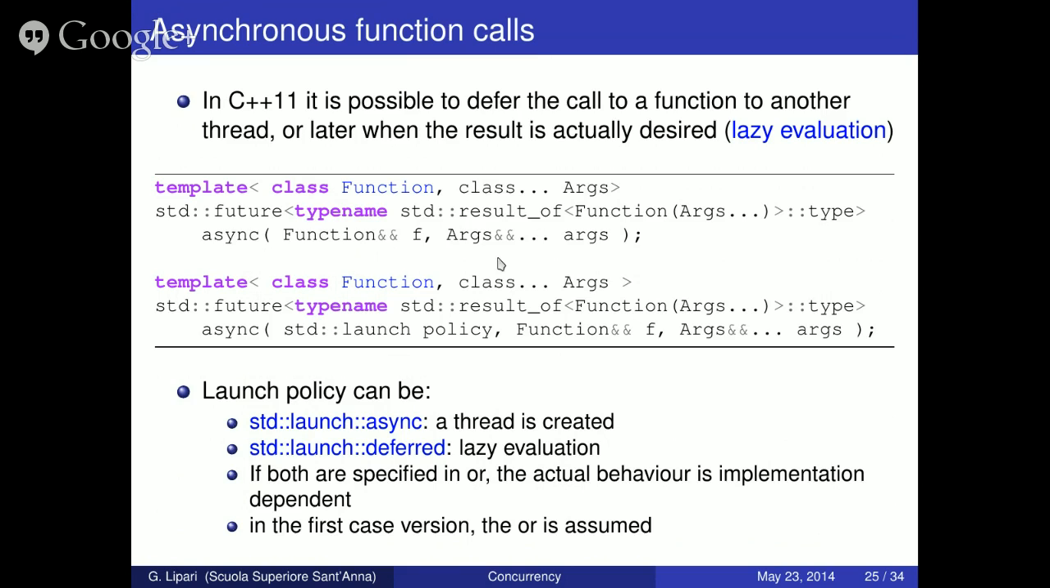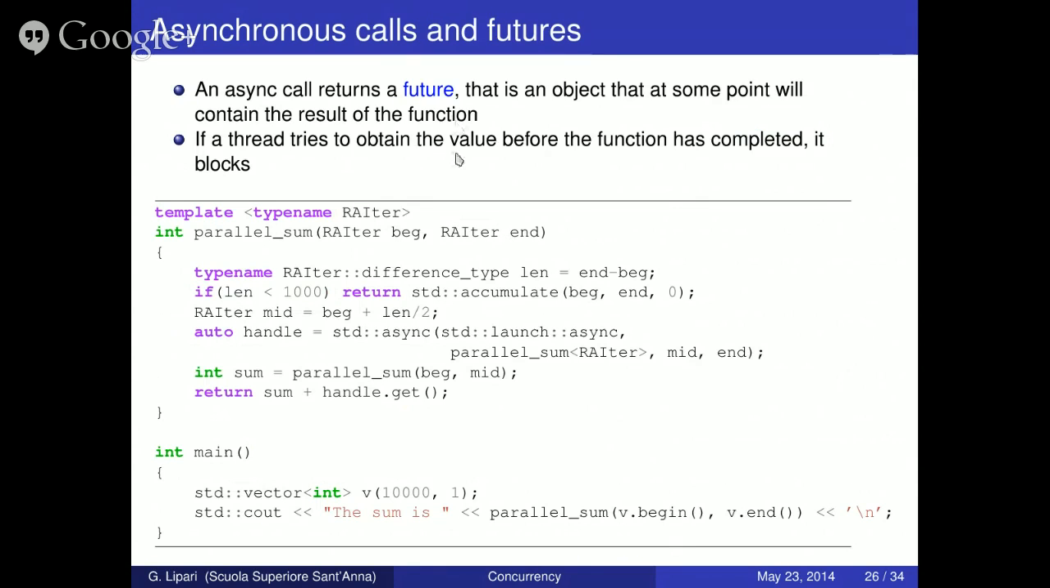Okay? So async takes a function with its own arguments, or it can take a launch policy, the function to launch, and a list of arguments. And it will return a future. So the future is something that contains the results of this function. Of course, an example is much better than looking at the prototype. So an async call returns a future that is an object that at some point in the future will contain the results of the function. If a thread tries to obtain the value before the function has completed, it blocks.